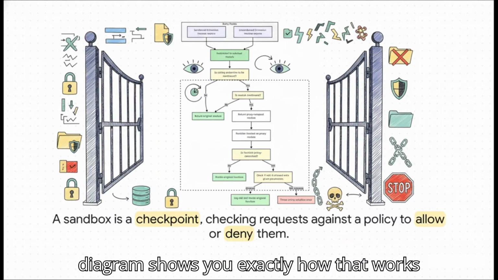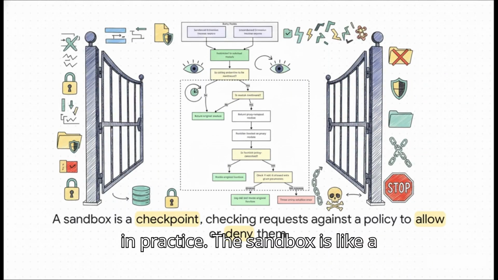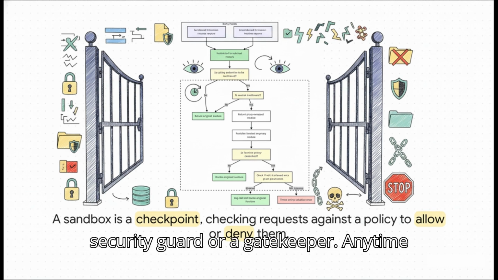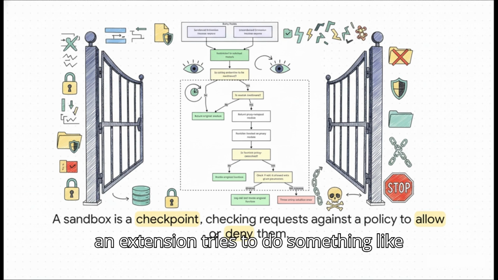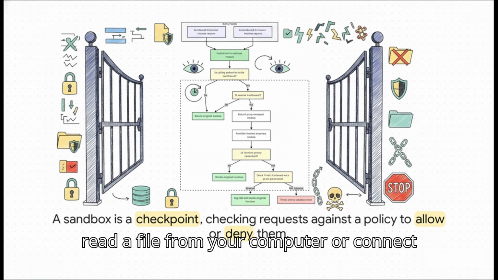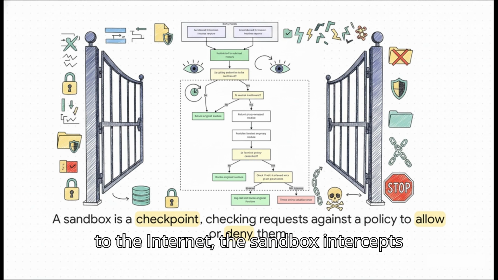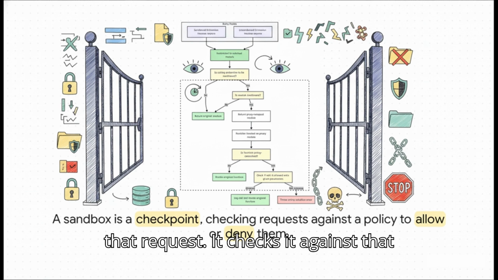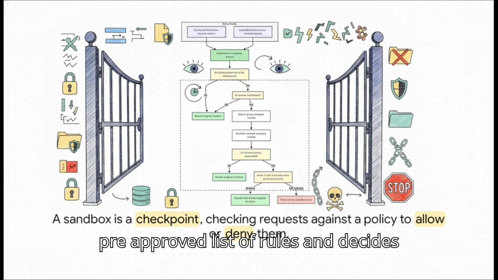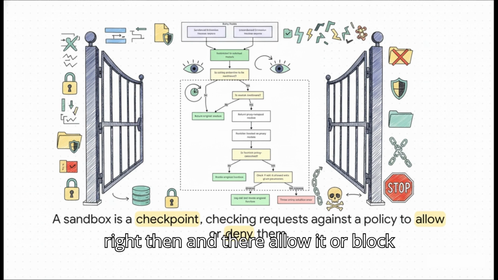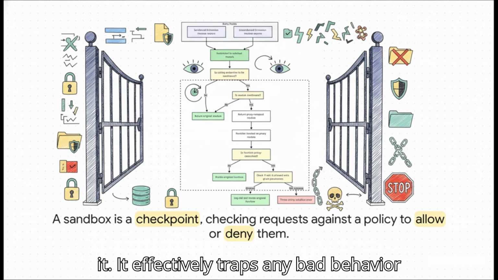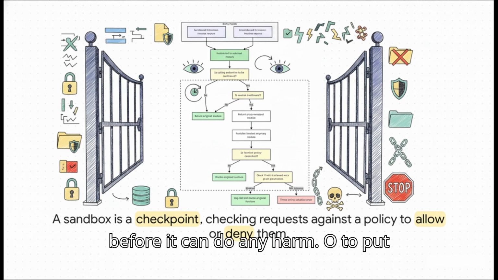This diagram shows you exactly how that works in practice. The sandbox is like a security guard or a gatekeeper. Anytime an extension tries to do something, like read a file from your computer or connect to the internet, the sandbox intercepts that request. It checks it against that pre-approved list of rules and decides right then and there: allow it or block it. It effectively traps any bad behavior before it can do any harm.